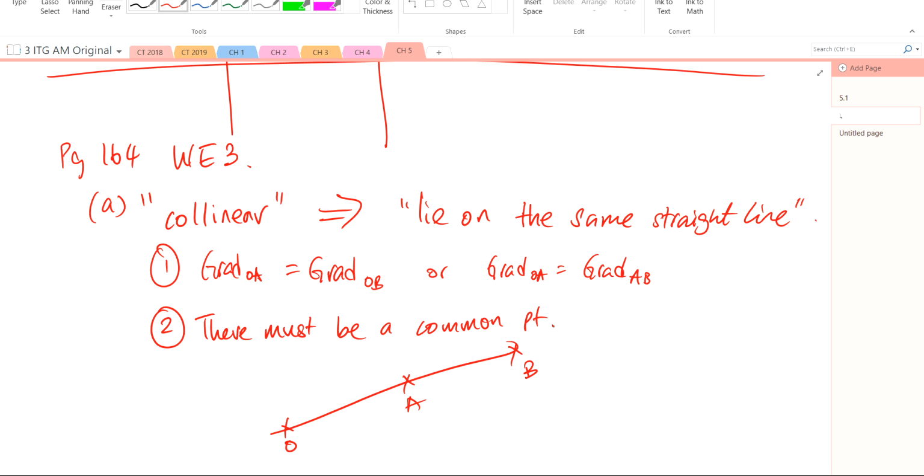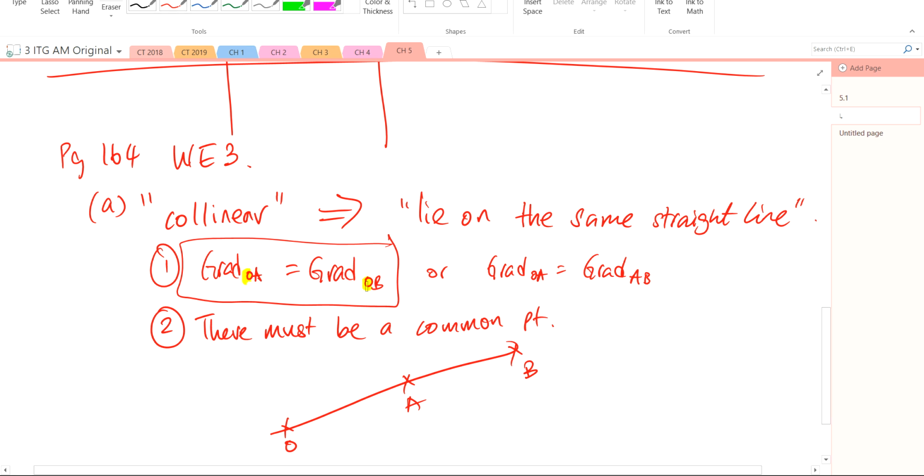Who needs me to explain this? None. Okay. So if I choose to consider gradient of OA and gradient of OB, where is my common point? OA and OB, where is the common point? O is the common point.